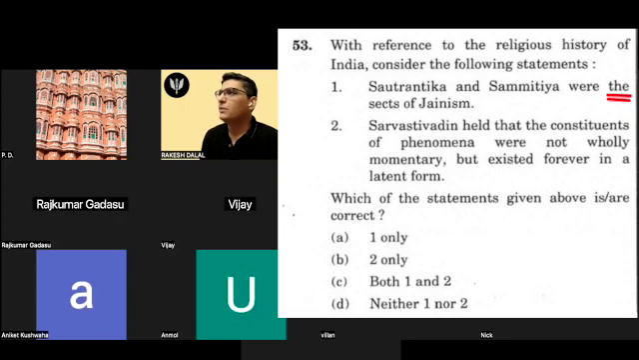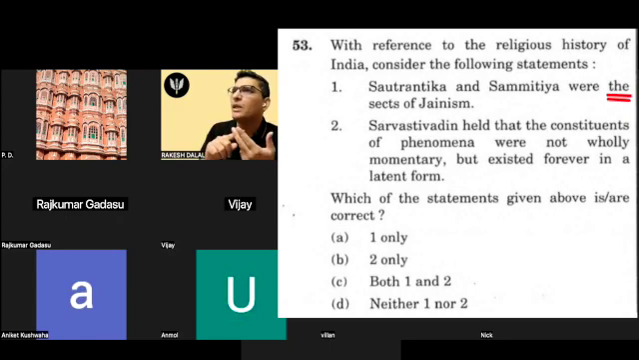Sautantrika and Samitya were the sects of Jainism. The sects of Jainism means there were no other sects. What is hidden? When the word 'the' is there in this context, it means these were the only sects of Jainism. Do you get that? The sects means there was no other sect.